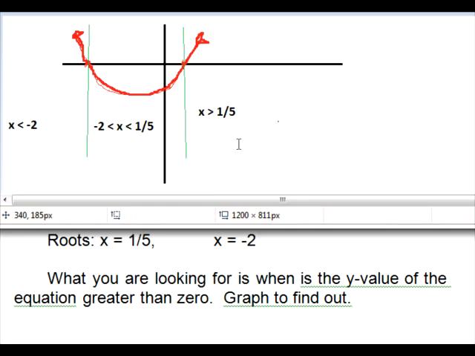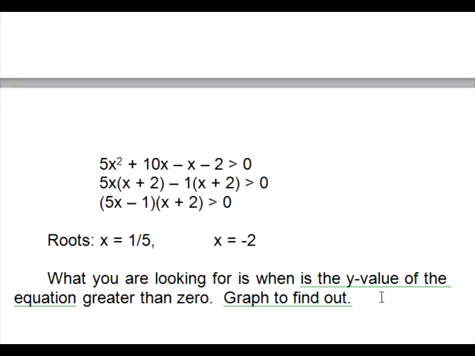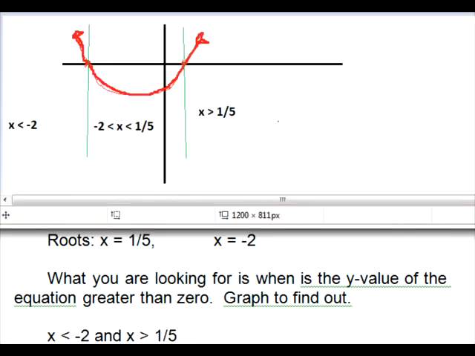So what we have to think is, when are the y values positive? If you take a look here, in the interval where x is less than -2, the y values are positive. In the interval from -2 to 1/5, they're negative. In the interval where x is greater than 1/5, they're positive. So we're going to say the graph is positive when x is less than -2 and x is greater than 1/5. Hopefully that's somewhat clear.